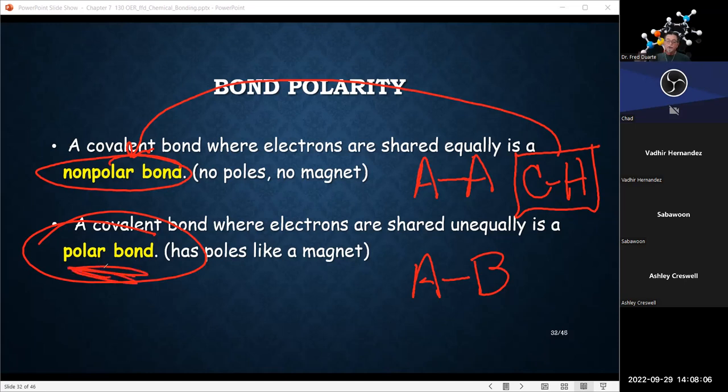Now, which direction that affinity of electrons goes depends on the electronegativity of the atoms. And remember the periodic table? We have fluorine in the corner there. Fluorine is the most electronegative element there is. The trend is that from left to right, electronegativity goes up, and from bottom to top, electronegativity goes up. We use fluorine as our reference point.